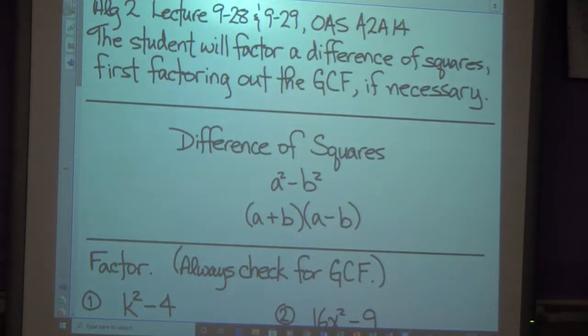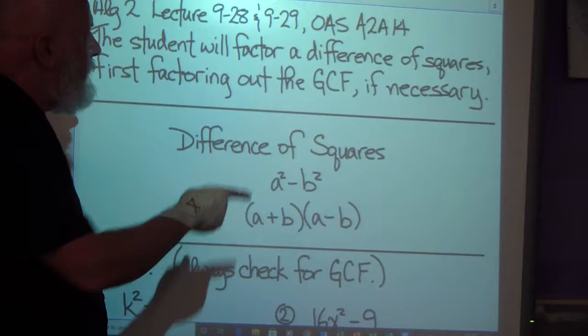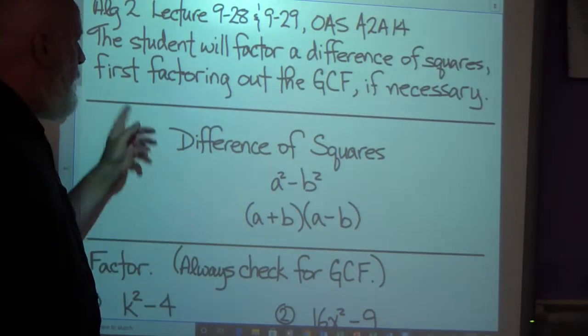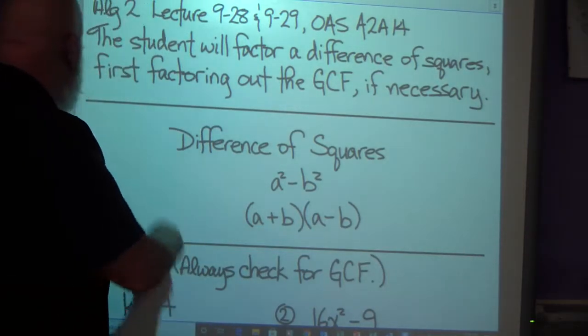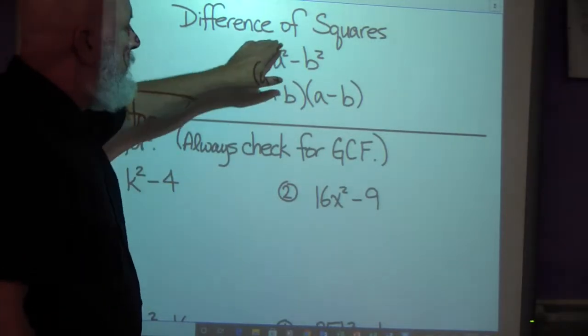Looks like today we're going to do lectures 9, 28, and 29. OAS A2A14 is our standard. The student will factor a difference of squares, first factoring out the greatest common factor if necessary. Okay. So before we get started, I just want to talk about what a difference of squares is.